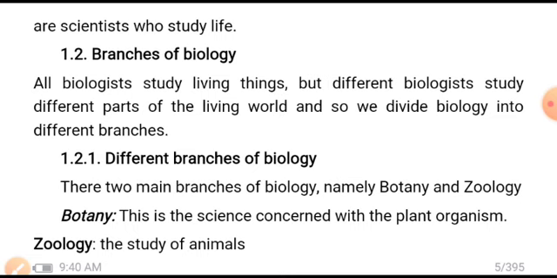These are the two main branches of biology, and within those two branches we find other sub-branches. For instance, in botany, among plant organisms there are plants that are flowering and non-flowering, and different terms are used to explain those case studies. So the two main branches of biology are botany and zoology. Botany is the study of plants, zoology the study of animals.